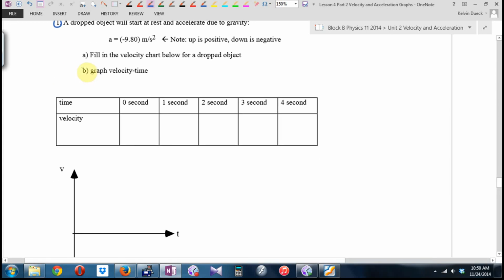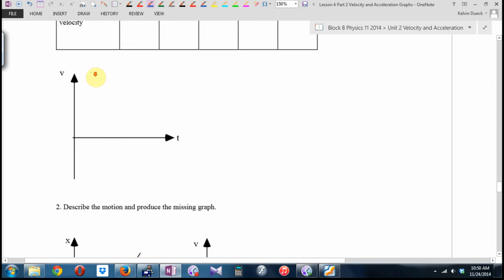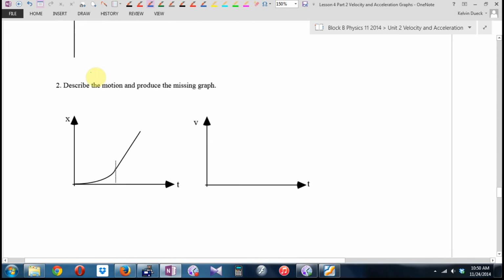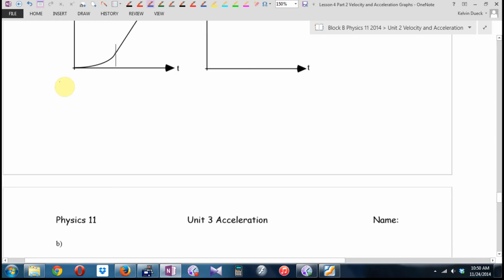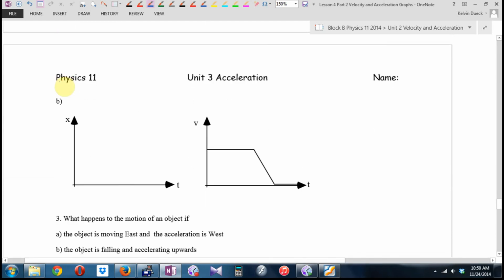I'm not going to freak about 1B. See if you can get the chart for 1A. Describe the motion and produce the missing graph. I'm okay with part number 2. By describe, use words like forwards, backwards, speeding up, slowing down, increasing, decreasing, constant, rest, those kinds of things. Okay? So number 2, and also 2 part B.